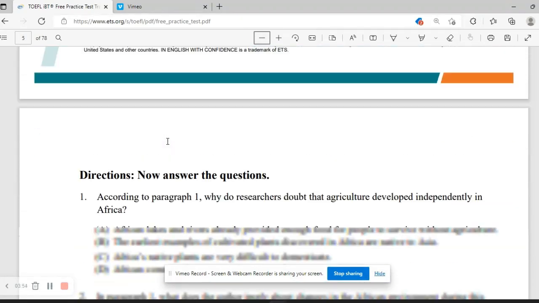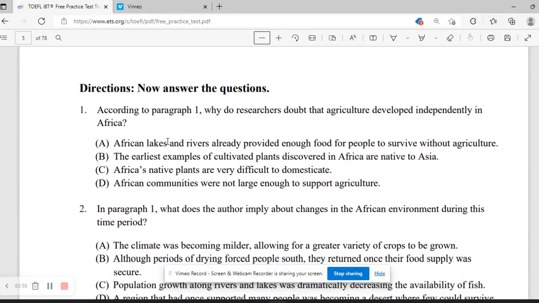Where are the questions? Okay, here we go. We have all the questions listed here. Let's not look at the passages, just read the questions. I'm trying to make you familiar with all the types of questions that you are going to be asked. If you know that, then you'll be better prepared for answering those questions.